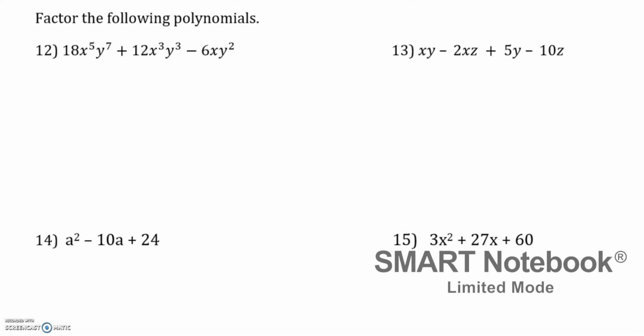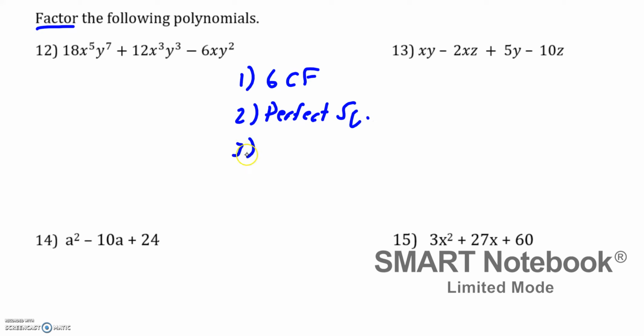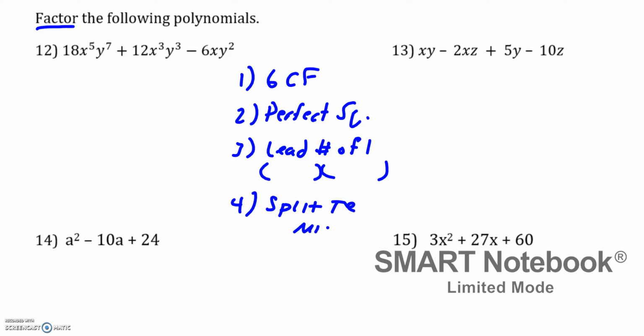We're going to start here with number 12, where the directions are just to factor the following polynomials. Before I start, I want to remind you what to look for when you factor. First thing, always GCF. Second thing, perfect squares. Third thing, if you have a lead number of 1, you can factor very quickly into 2 parentheses. And last but not least, if you have nothing else to do, you have to do the method of split the middle term.